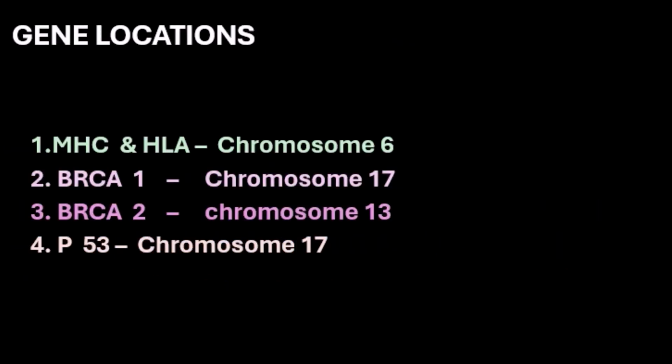Then gene locations. MHC and HLA is located on chromosome 6, BRCA1 at chromosome 17, BRCA2 at chromosome 13, P53 is at chromosome 17. So these all you have to remember by heart. See the chart, see the color code, and at the end you have to see the memory tips also for better memory. And finally, at the end you have to do the 45 question mock test for sealing this memory completely, so that you will score all questions from this topic.